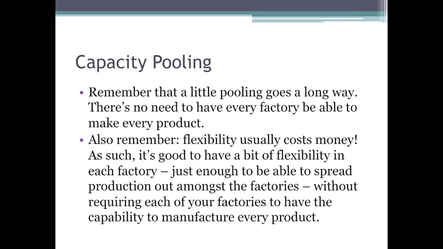Now, there are a couple of other things to remember. First of all, a little pooling goes a long way. You don't need to have every factory be able to make every product. What you want, again, are those chains, those chains of products between your factories, so that if one item has demand greater than expected, another item has less demand than expected, you can adjust your production across these factories accordingly.